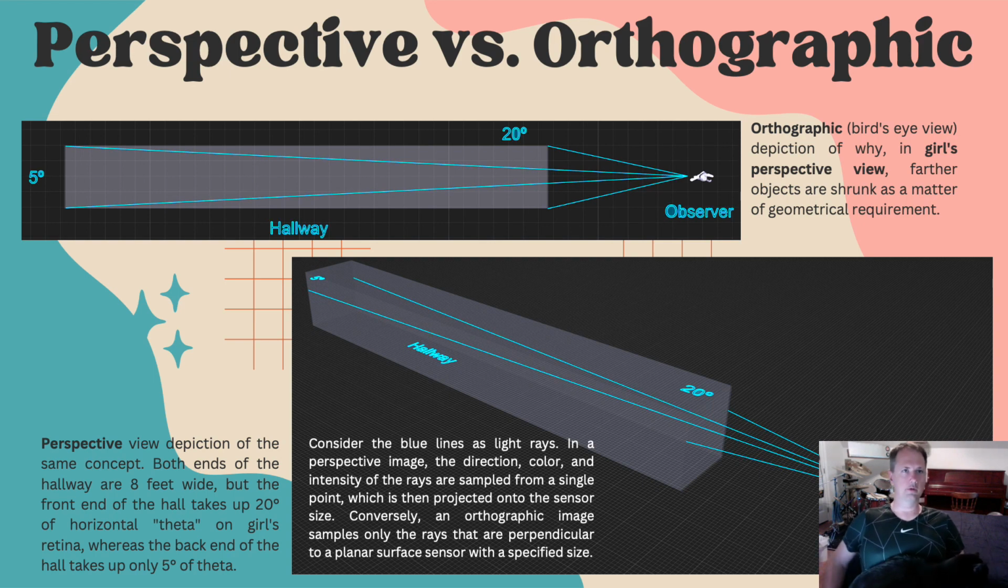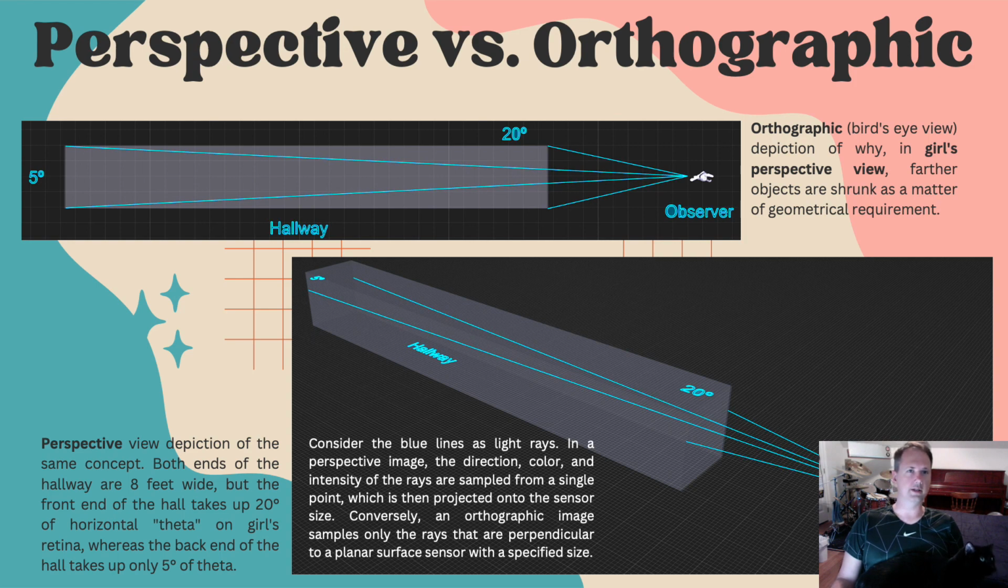So if we consider perspective and orthographic, this top view is kind of confusing because it's a top-down orthographic representation of a girl's perspective view of a hallway. So kind of complex there. But to this girl, the front of the hallway, which is 8 feet wide, takes up 20 degrees on her retina horizontally, and the back of the hallway, which is also 8 feet wide, takes up only 5 degrees of horizontal theta on her retina.